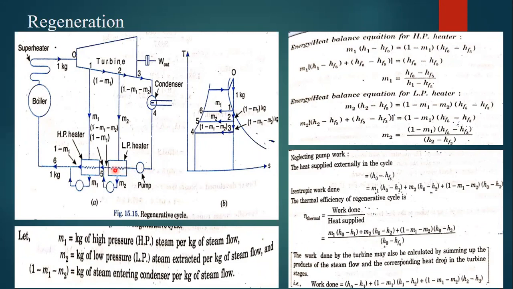There will be indirect contact between the water from this pump and the steam which we have extracted from the turbine. That m2 kg of steam is used to raise the temperature of the liquid here. After transfer of the heat, there will be some rise in temperature, and that is going to be the outlet of this. That means we are going to have 1 minus m1 minus m2 kg of liquid at the outlet of this.